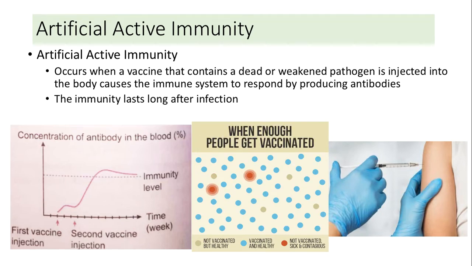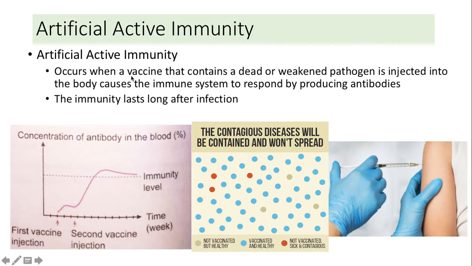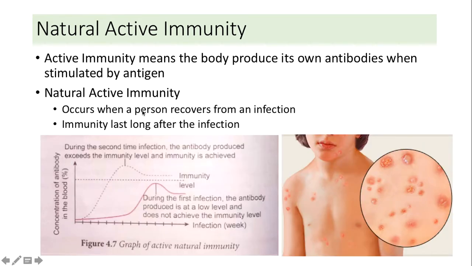But how? Why is it called active? That's why it is active immunity. But why is it called artificial? Because you inject vaccine. Vaccine contain the dead or weakened pathogen. Compared to the natural, this one you get the infection, you get the virus naturally. It's not like someone inject the virus into the system.